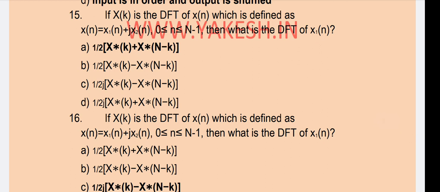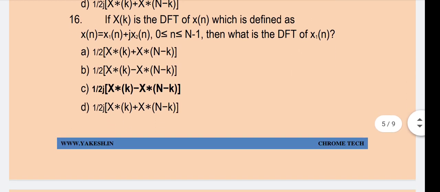If X(k) is the DFT of x(n), which is defined as, option A is the correct answer: 1/2 [X(k) plus X*(N minus k)]. If X(k) is the DFT of x(n), which is defined as, option C: 1/2j [X(k) minus X*(N minus k)].